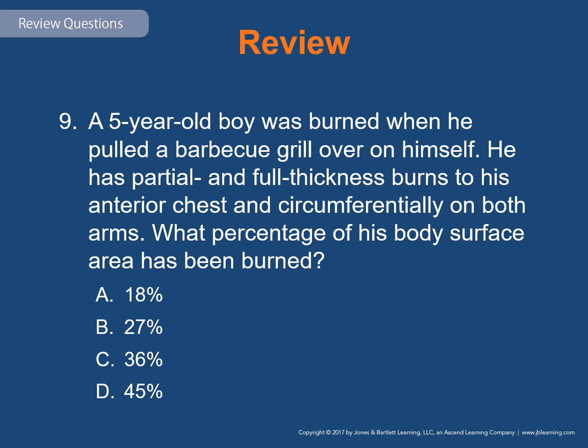A 5-year-old boy was burned when he pulled a barbecue grill over on himself. This is every grown-up's nightmare. He has partial and full thickness burns to his anterior chest and circumferentially on both arms. What percentage of his body surface area has been burned? A, 18%, B, 27%, C, 36%, or D, 45%.